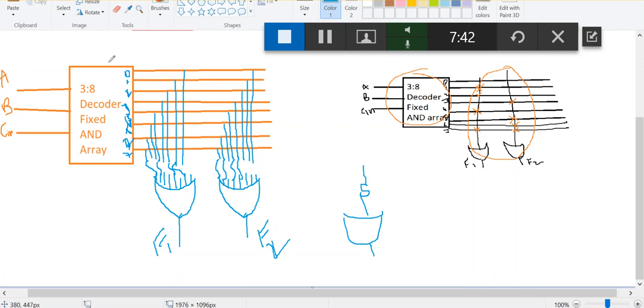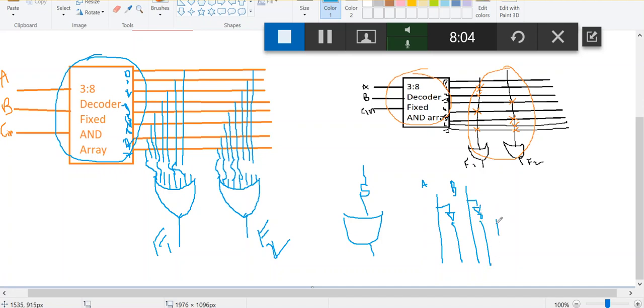One more thing: instead of having a fixed AND array, we can have a decoder, so you can represent it in this manner also. Just to keep consideration of A and A bar and B and B bar, like that you will have AND gates. These AND gates are connected to this and connected to this, and like that A bar, A, B bar, you can connect.